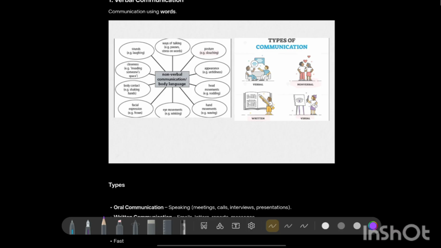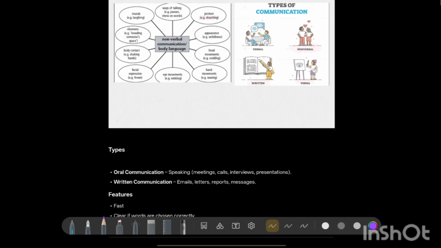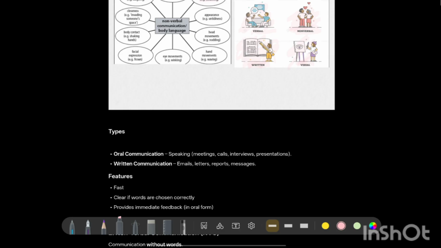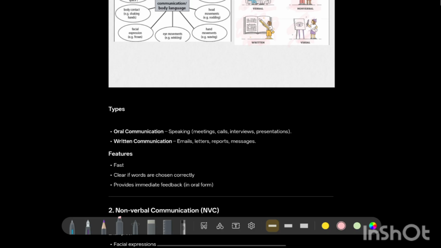Basically, verbal communication is where you are using words. First of all, let's look at the types of communication. We have verbal and non-verbal. Communication in which we are using words is called verbal. In which we are not using words, but using your body language or gestures, is called non-verbal. And when you are seeing objects and communicating, that is visual communication.